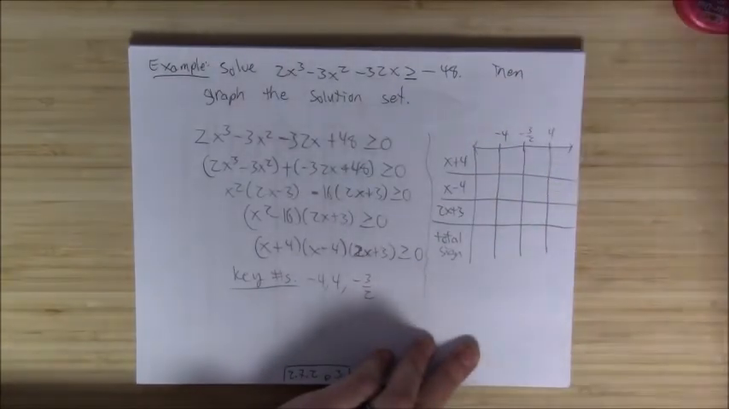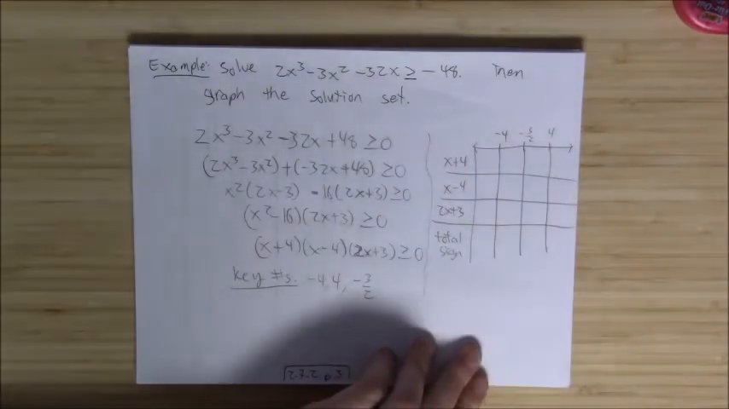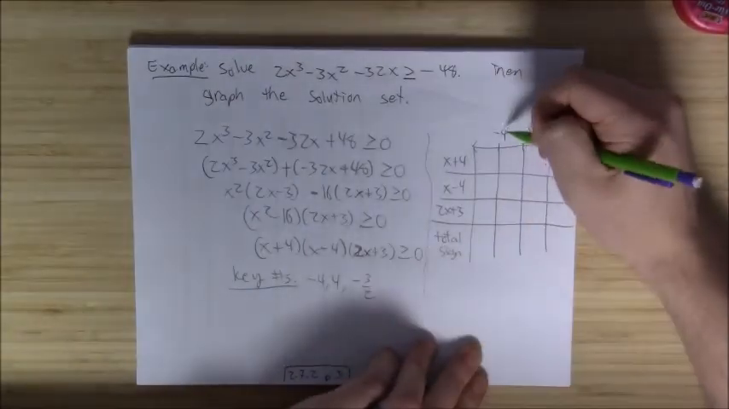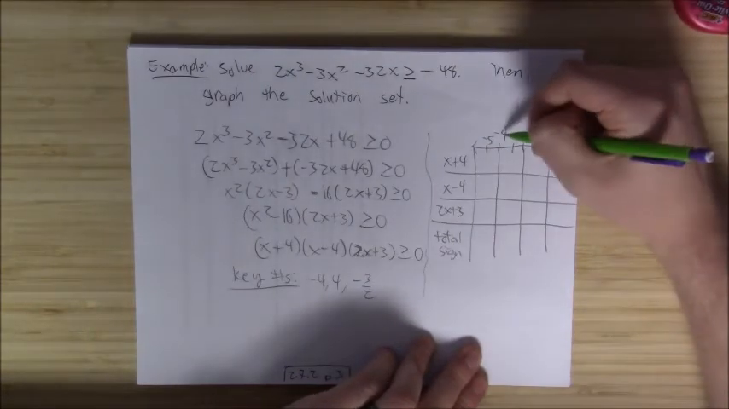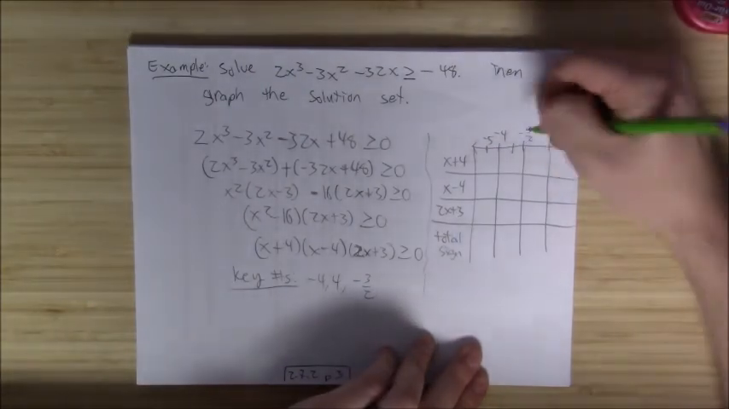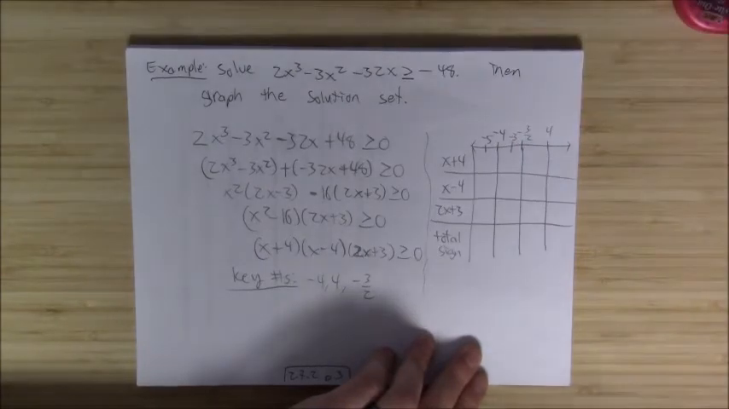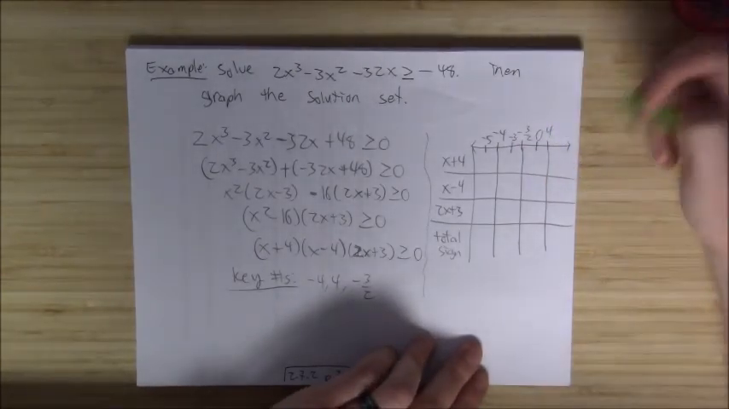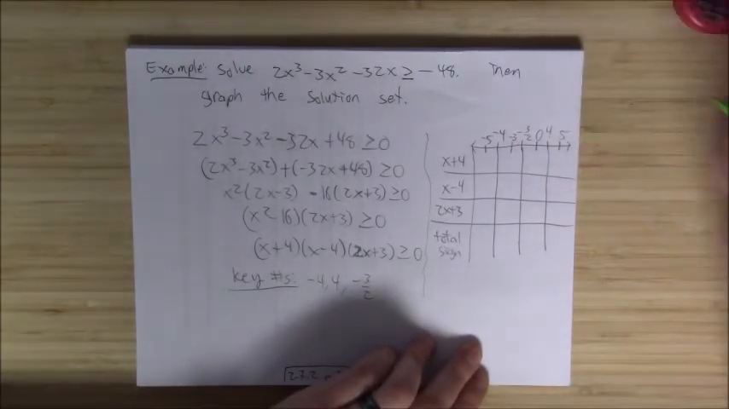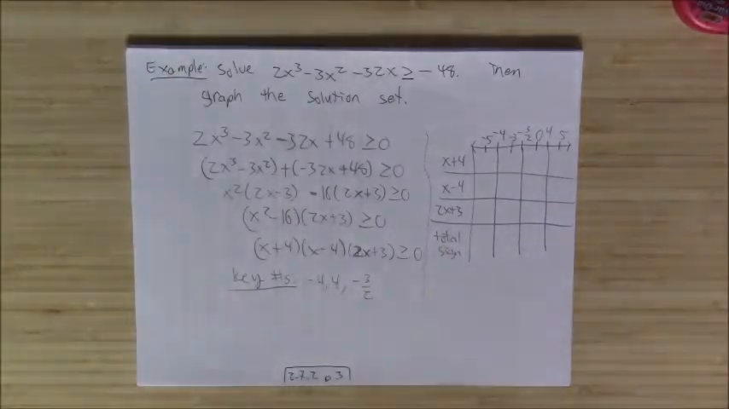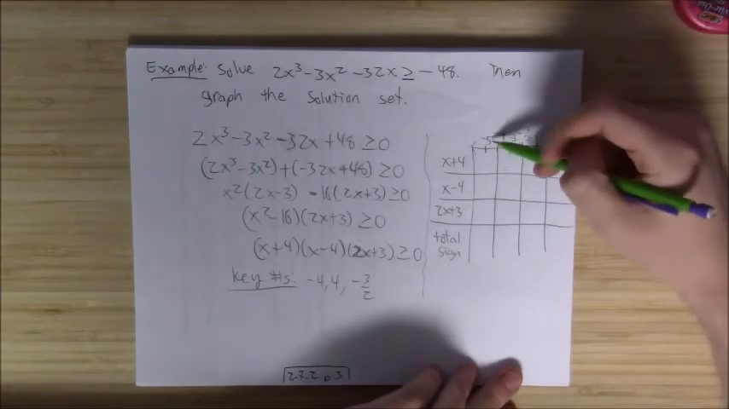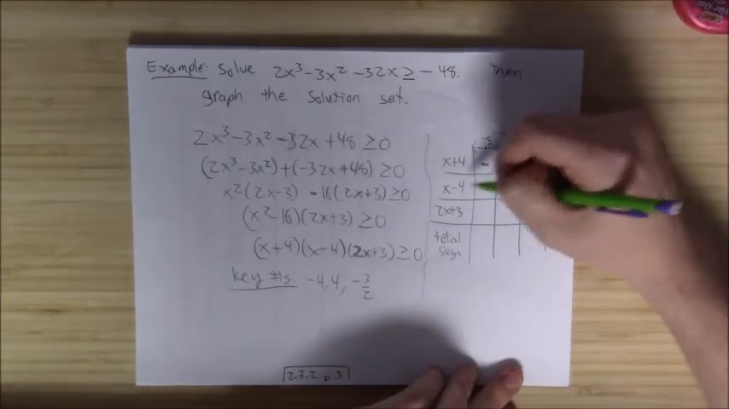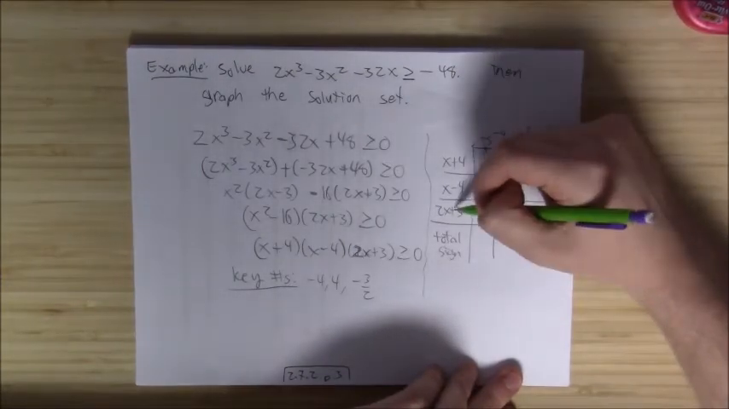Plotting those, we end up with 4 different intervals to test. All right. Well, here we can pick any value we want, so negative 5. Here we need a value between negative 4 and negative 3 halves, so negative 3 works well, or negative 2. Here, 0 is on that interval, and here, 5 is on that interval. Again, any numbers on those intervals work. Plugging them in, we just want to know whether we get something positive or negative. Here we would get something negative. Here we would get something negative.